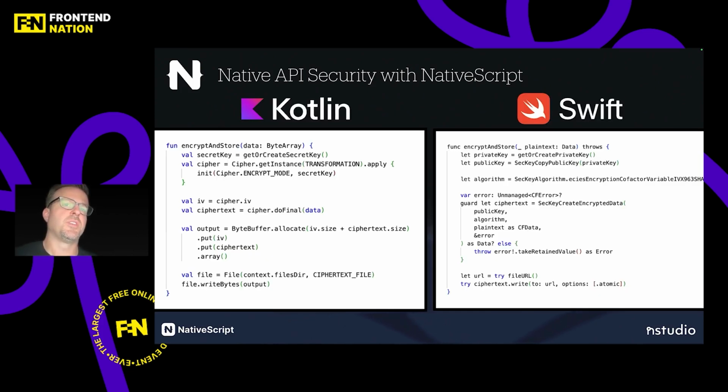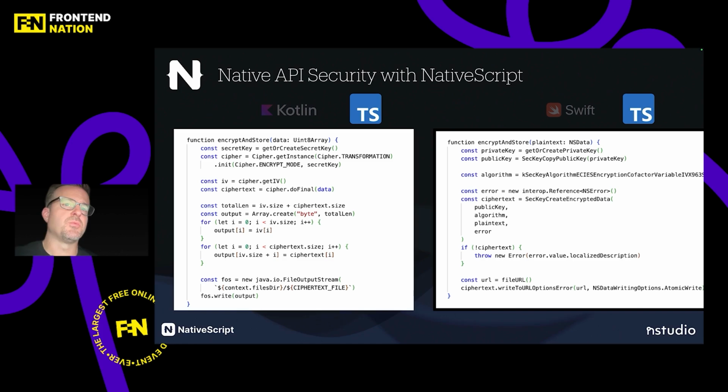Consider this Kotlin code on the left and the Swift code on the right. Both use modern approaches to writing arbitrary data to a secure enclave. But here's what's neat. We could include these native source files directly in NativeScript, and we could call the function there, encrypt and store, from our TypeScript. Or we could even just write them in TypeScript. And that's pretty cool JavaScript security awesomeness backed by first-class platform protections.